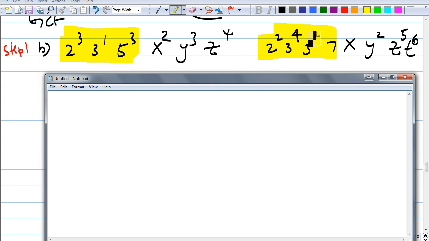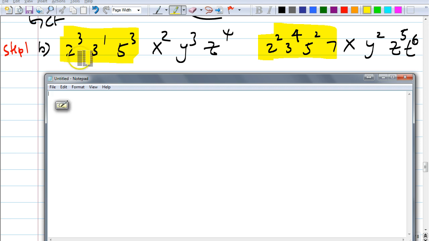So who can tell me what my common factors are? Eddie, can you tell me some common factors? 2, 3, 5, x, y, z. That's right. What about t? Is that a common factor? No, it's not in the first monomial. What about 7? No, it's only in here, not on the other one. So it's 2, 3, 5, x, y, z.